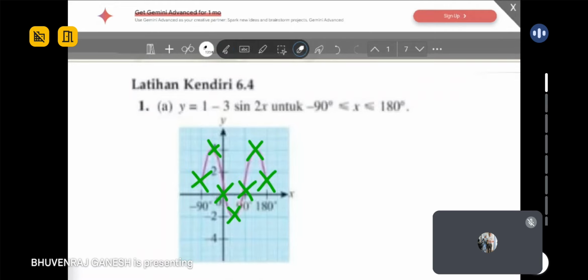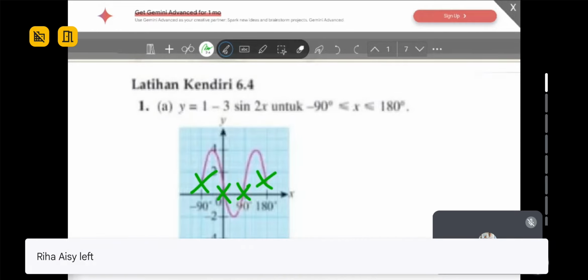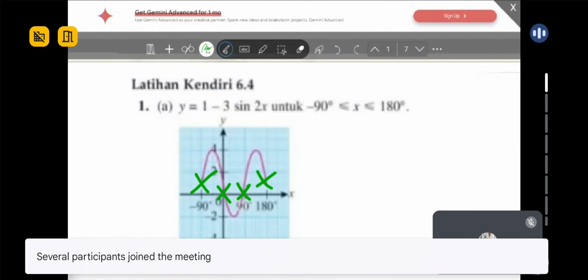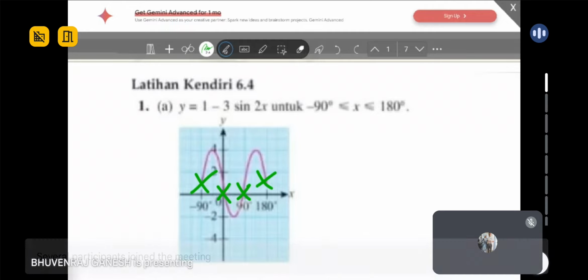But actually 4 also enough already. 4 saja dah cukup. Okay, 1, 2, 3, 4. Okay, boleh? 4 titik dah cukup. Do you guys understand me guys? Faham ke tak faham soalan ni? Do you guys get it? So you just need to plot 4 points only. Plot 4 titik sahaja.